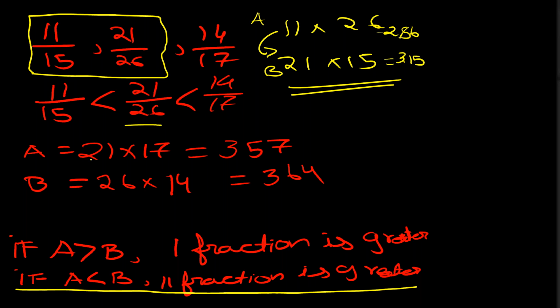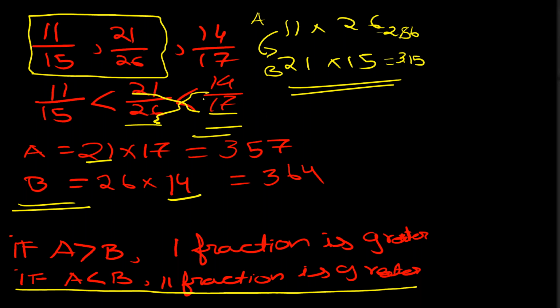When I'm comparing 14 by 17, I'll be multiplying 21 into 17 and again 14 into 26. So I'll be multiplying these two values and these two values, and comparing them. When I multiply those two values, again I got the B fraction as the greater number. So again 14 by 17 will be the greatest number. So now I got this value, so I will write 14 by 17 is greater than 21 by 26, and 21 by 26 is greater than 11 by 15. So this is all I'll be finding out.